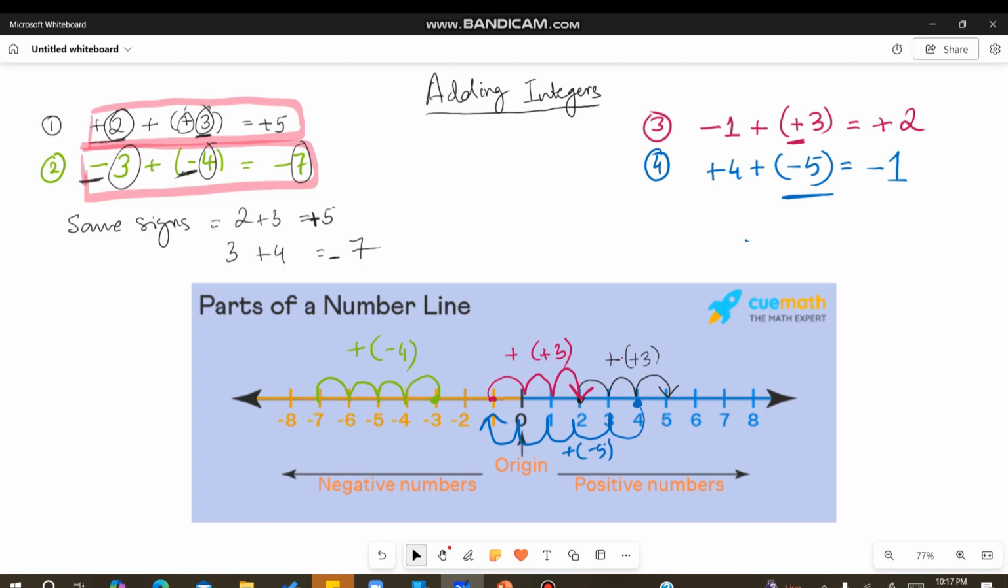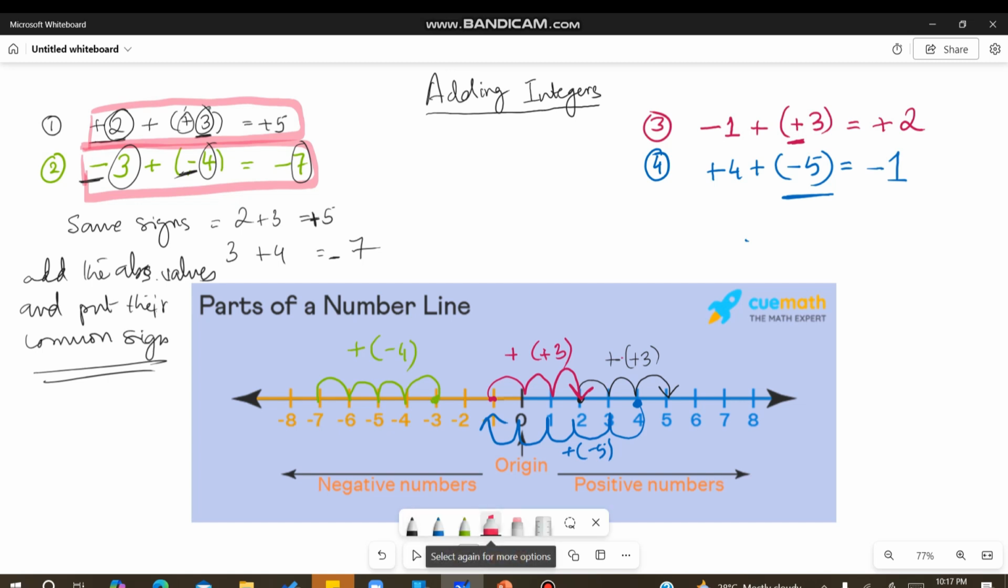So from here we can say that whenever we're adding same signs, we simply add the absolute values, I hope you can read my writing, and put their common sign. They have the same sign, right? That's my process of adding same sign integers. Now let's look at the other two examples.